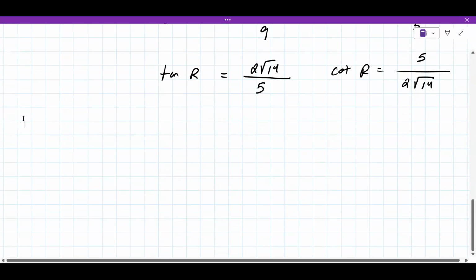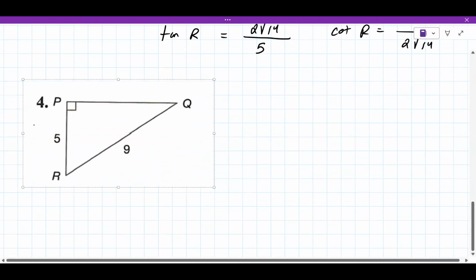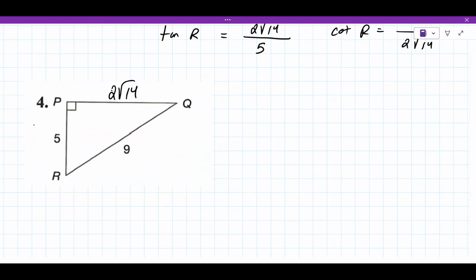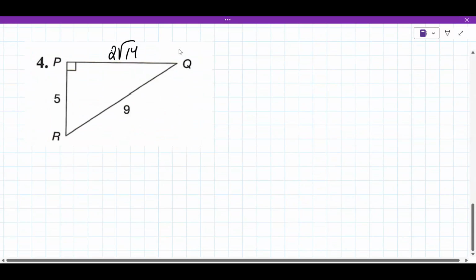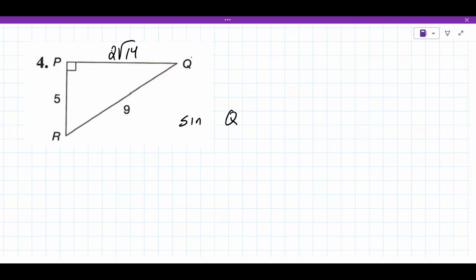So now we're going to look at the same triangle, the 2 square root of 14, but now from the perspective of angle Q. So you have to find the sine of Q, the cosine of Q, and then the tangent of Q. Can you give me those values, please?